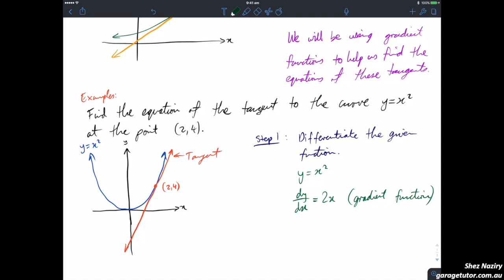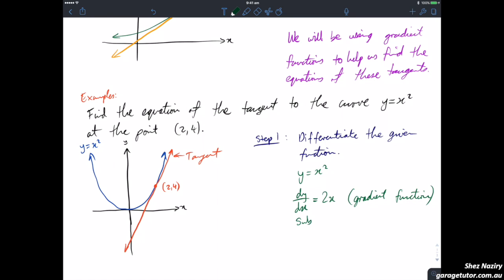Now question, guys. What is the gradient function in terms of? Dy dx. No, that's the subject. What's it in terms of? It's in terms of x. So how do I find the gradient of my tangent? Sub x. We sub in the x value that they have given us. And what did they give us? They gave us 2. You see that? I will use that x value to find my gradient of my tangent.